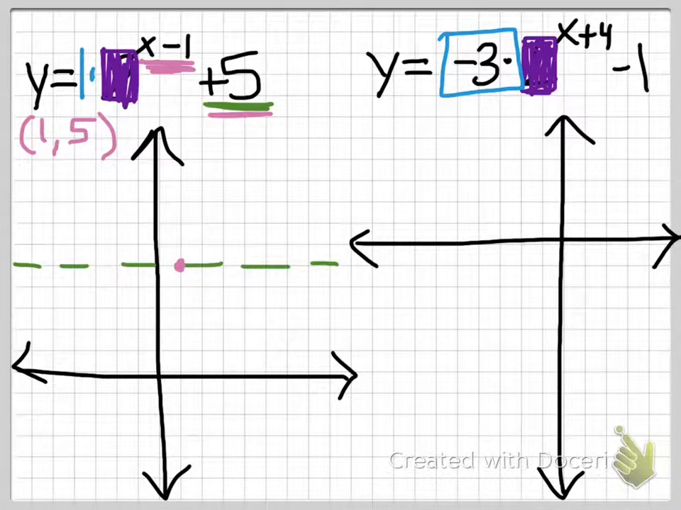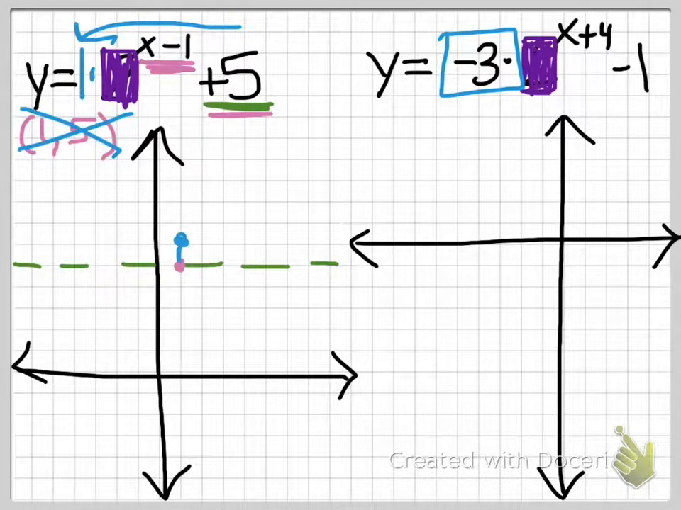The locator point is actually above or below the asymptote, and what we need to do is know by how much. Well, that's where our handy-dandy a value comes in. That tells us how much we should go up or down from the asymptote. So our a value is 1, so I'm going to go positive, so up 1. Okay, and that gives me my locator point. So what is my locator point actually? Not 1, 5 like I thought it was, it's actually 1, 6.